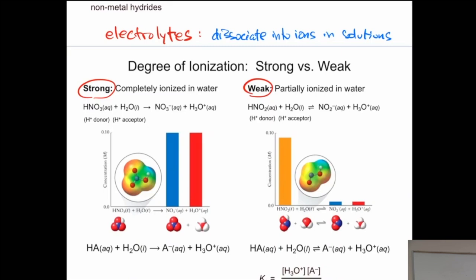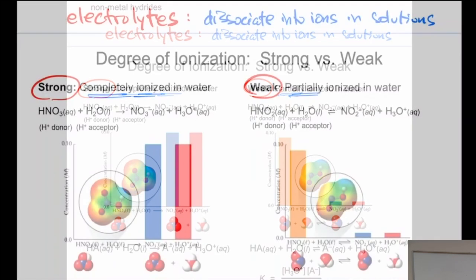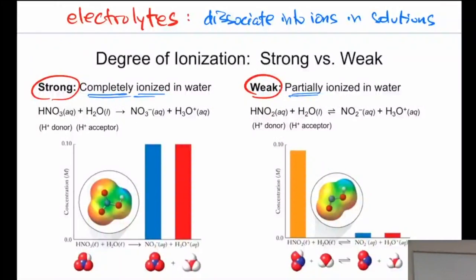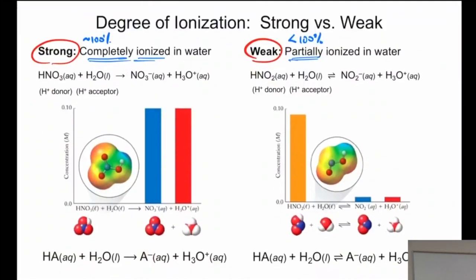So they're called electrolytes. A strong electrolyte will completely ionize in water, whereas a weak electrolyte will only partially. And that's the only difference. If it's strong, it's just 100%, right? Completely ionized, it's about 100% dissociation. And if it's partial, it's just less than 100%. And here's a diagram of that.